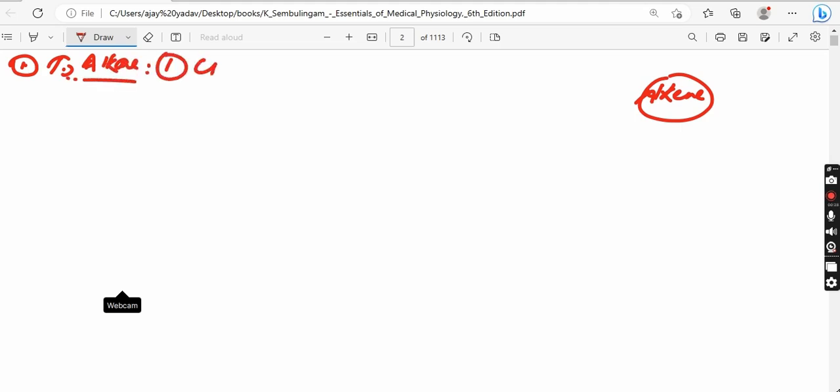So suppose you have CH2 double bond CH2, then you have to react this with hydrogen in the presence of Pt, palladium and platinum. You have to reduce this one, right? This will give you CH3, right?